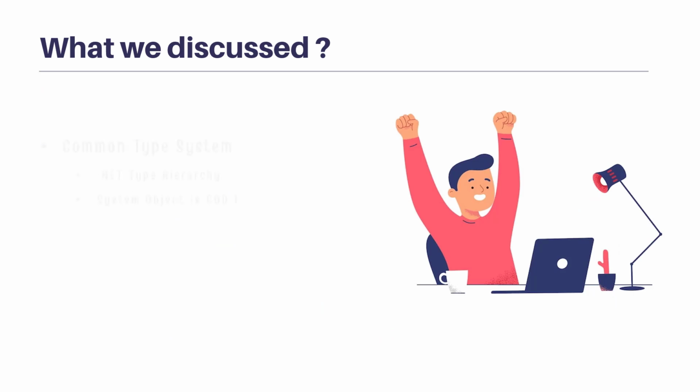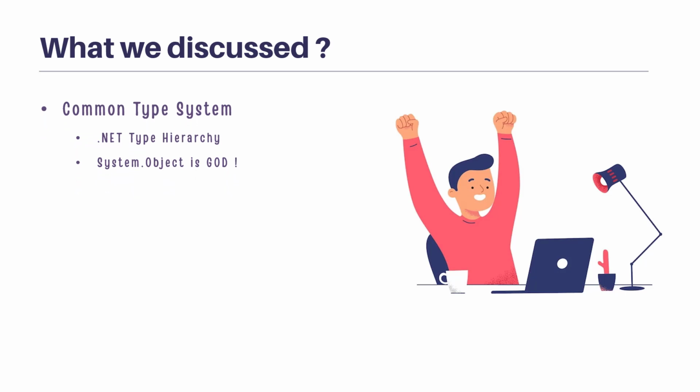We have discussed what is the common type system. We have seen the hierarchy of types in .NET. We have seen that System.Object is the parent of all the types in .NET. Then we have discussed why custom types are needed. We also have listed down some commonly used custom types from .NET.